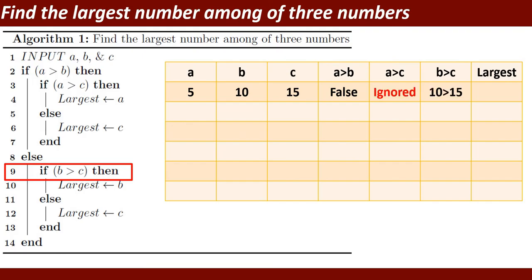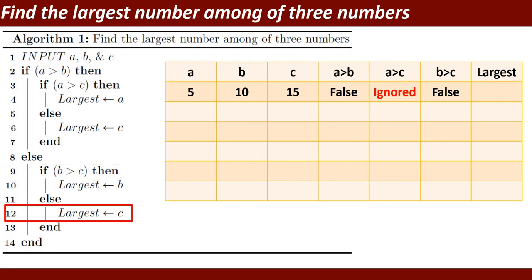Then it will check if B is greater than C. The value of B is 10 and the value of C is 15. B is not greater than C, which means this is false. In this case, it will move to the else part, on line number 11 and line number 12. The statement there is: largest will get the value from C. It means largest will get the value 15.